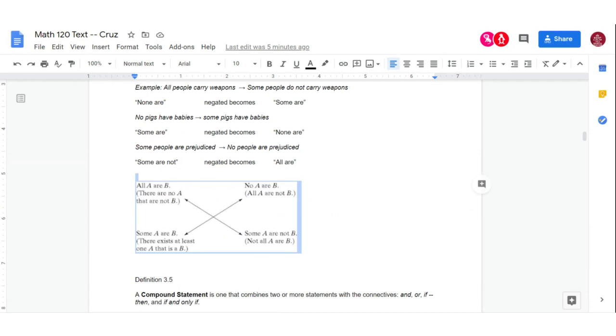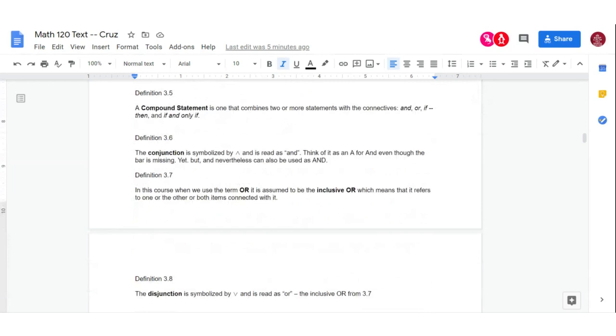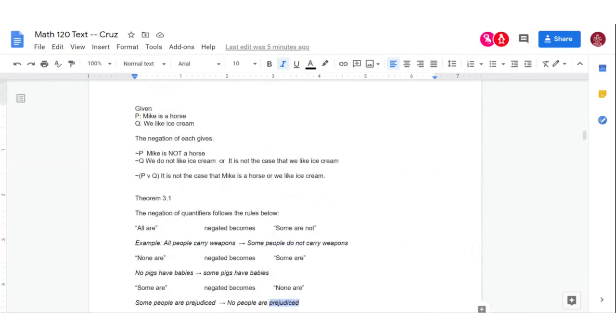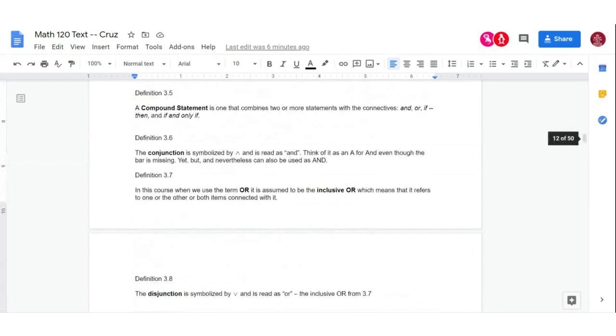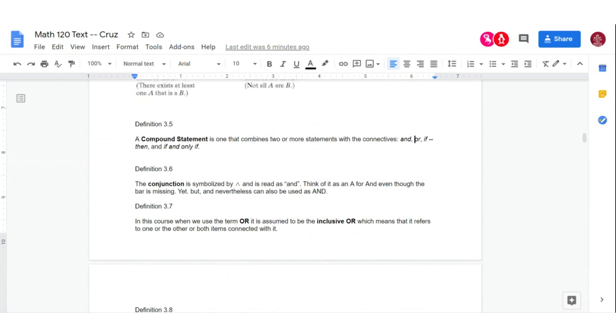Now, a compound statement is one that combines two or more statements with one of those connectives we talked about. And I kind of showed you that one up there. This one on the inside, that's a compound statement, because you can use the ones and, or, if then, and if and only if, to put together two statements.